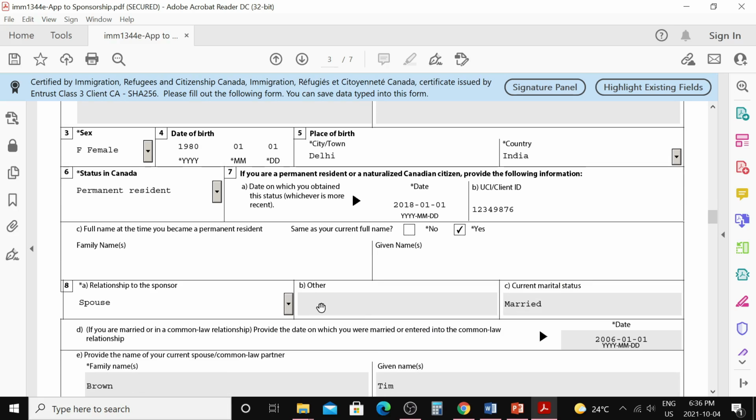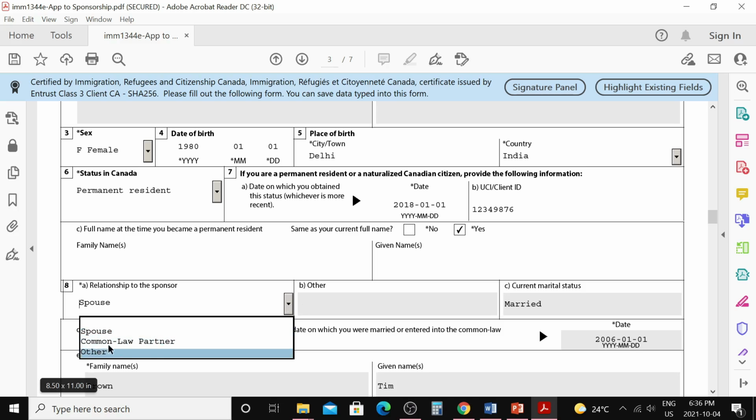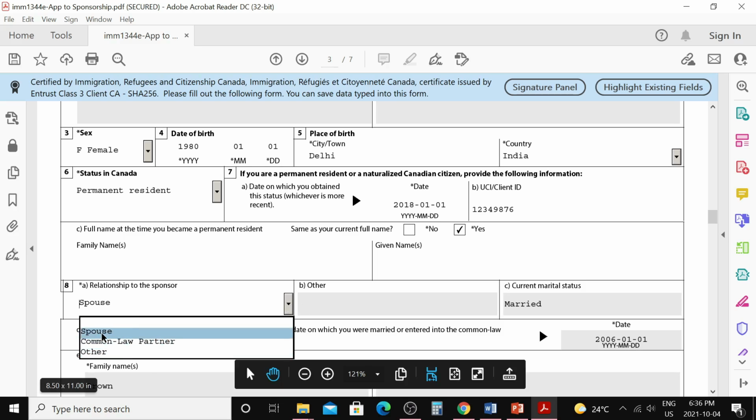Relationship to sponsor: why we need to choose there is that you could be a common law partner or something else, so you can say spouse here or common law partner, choose accordingly.